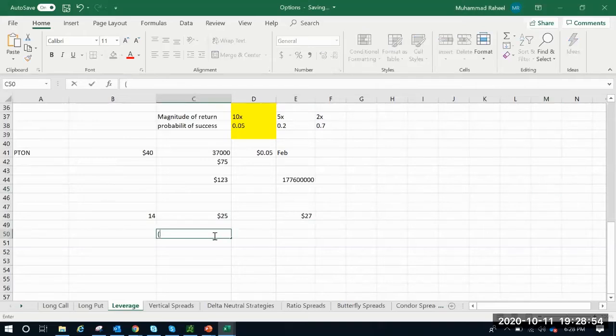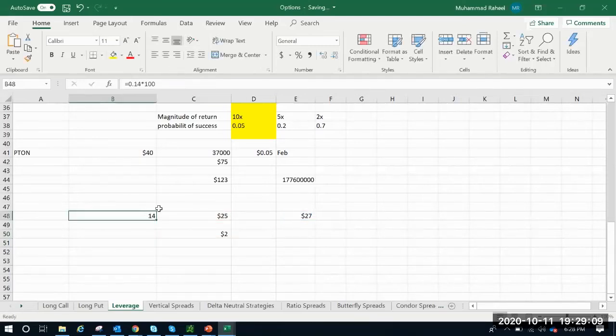How? Because your return would be, the strike was 25, right? So it'll be 27 minus 25. So you made $2, right? $2 per share. And let's say your investment, you actually didn't buy one contract.